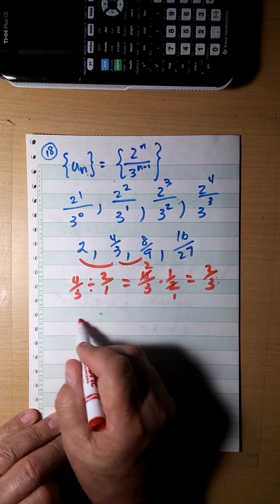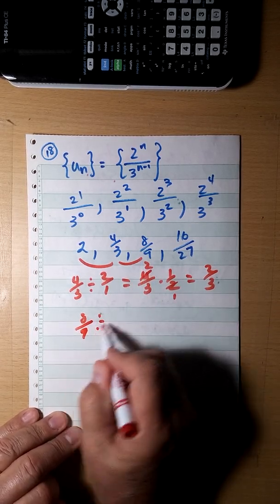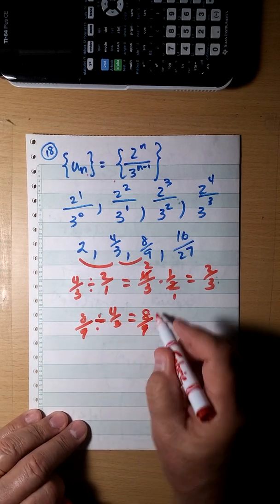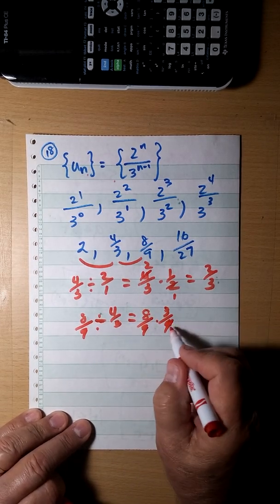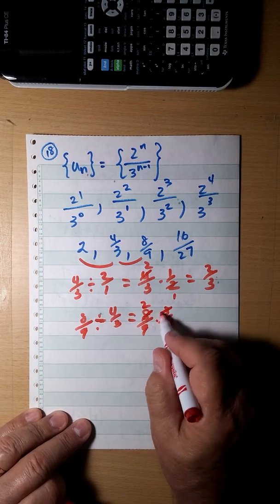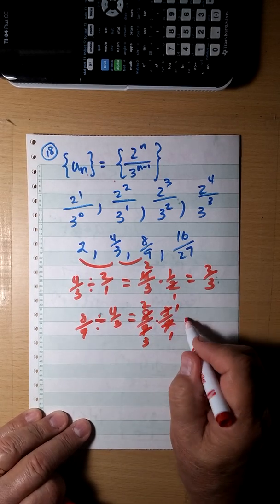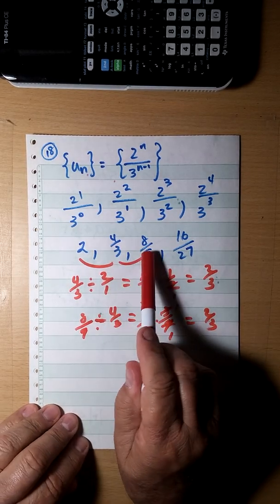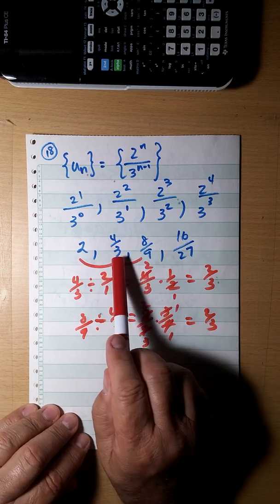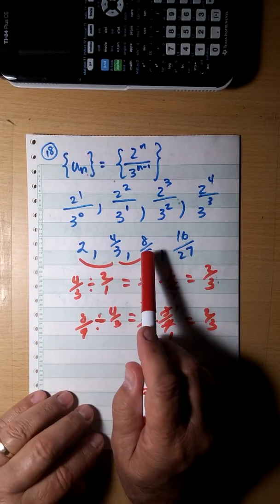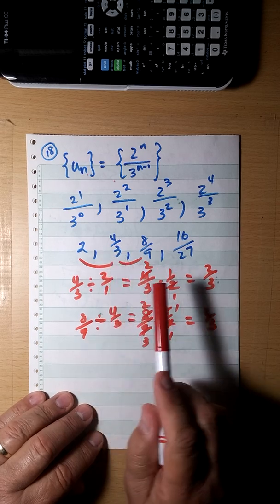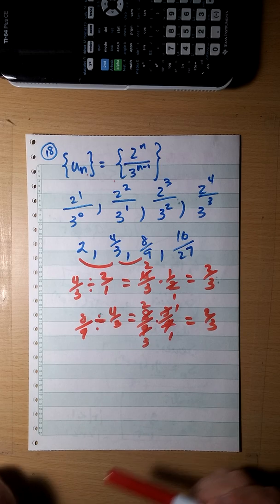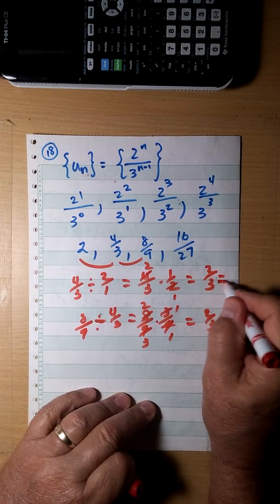Let's take these other two. 8/9 divided by 4/3, which is really 8/9 times 3/4. 4 will go once and here twice. 3 will go once and here 3 times. You get 2/3. If you take two consecutive elements of this sequence and you divide the right by the left, and you get the same answer all the time, that same ratio, that's what R is.